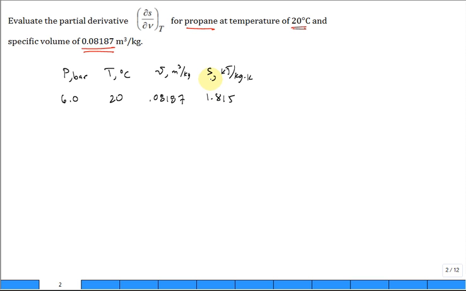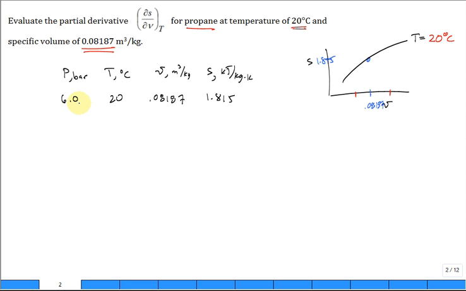Okay? And now what you want to do is get how S changes as I change specific volume along a line of constant temperature. True? And so you think, okay, well, I have this value for V, 0.08187, and I have this value for S, 1.815. And I need to get a value maybe a little below it and a little above it, but I need to stay at the same temperature of 20 degrees C.